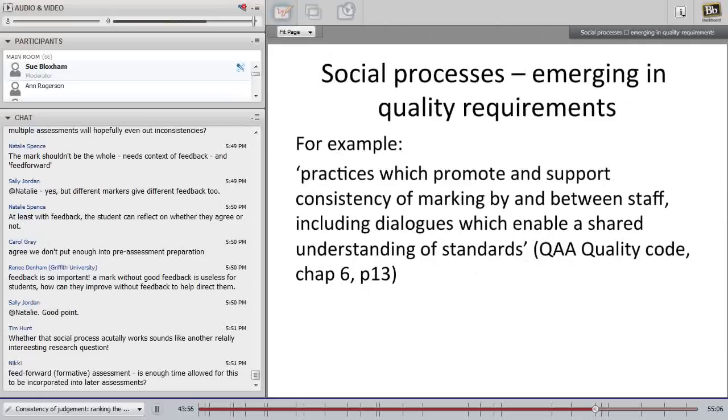These kinds of social processes are beginning to emerge in quality requirements for higher education. For example, the UK Quality Code, which universities are required to demonstrate that they apply, now says that practices which promote and support consistency of marking by and between staff, including dialogues which enable a shared understanding, should be an indicator of good practice. So there is evidence that social processes are beginning to be expected.